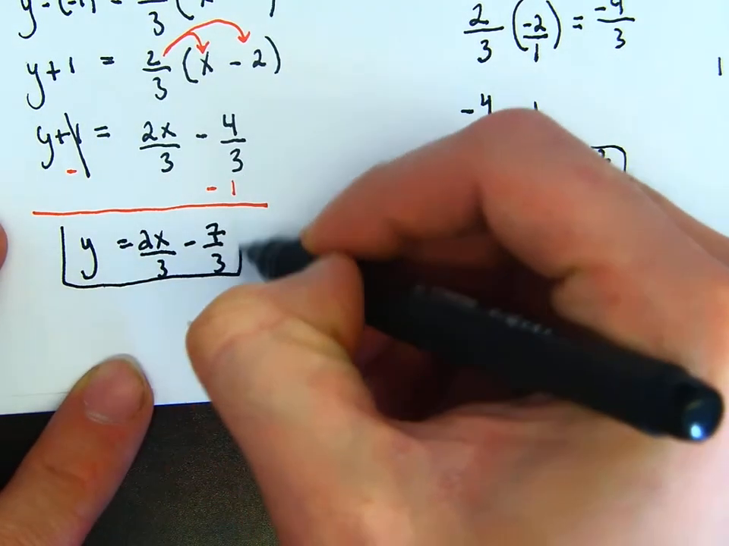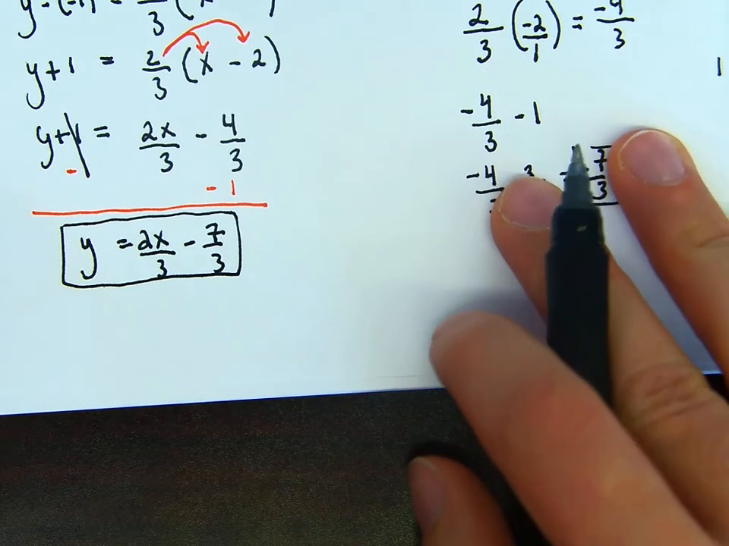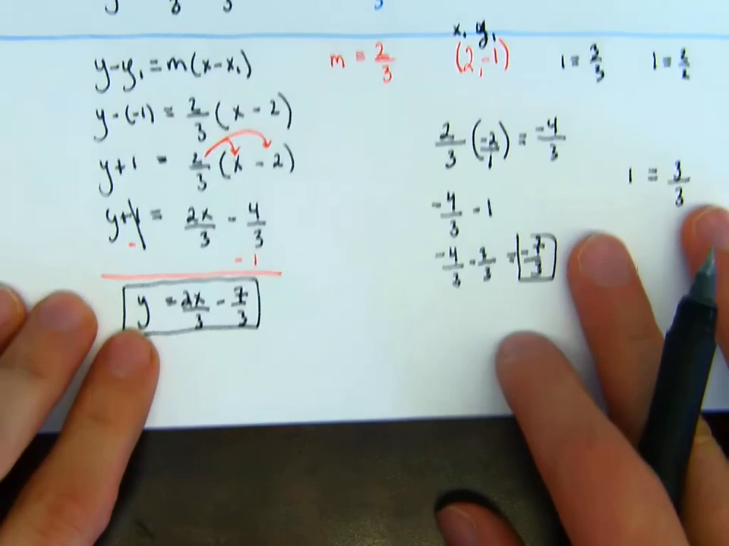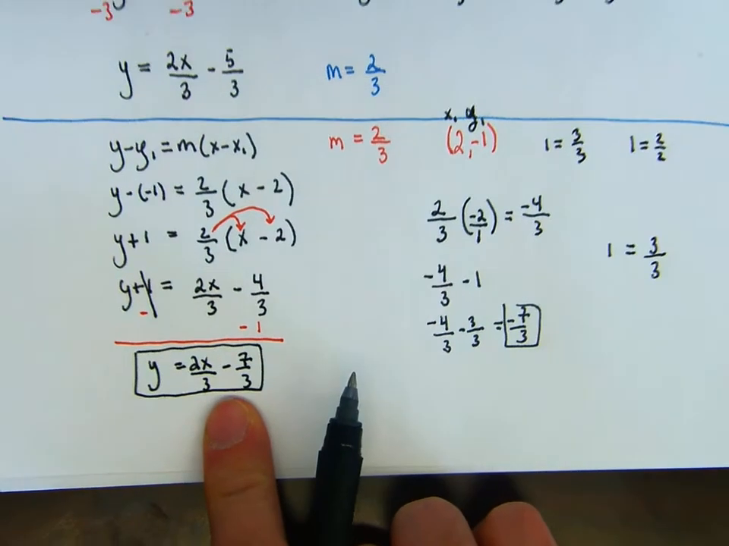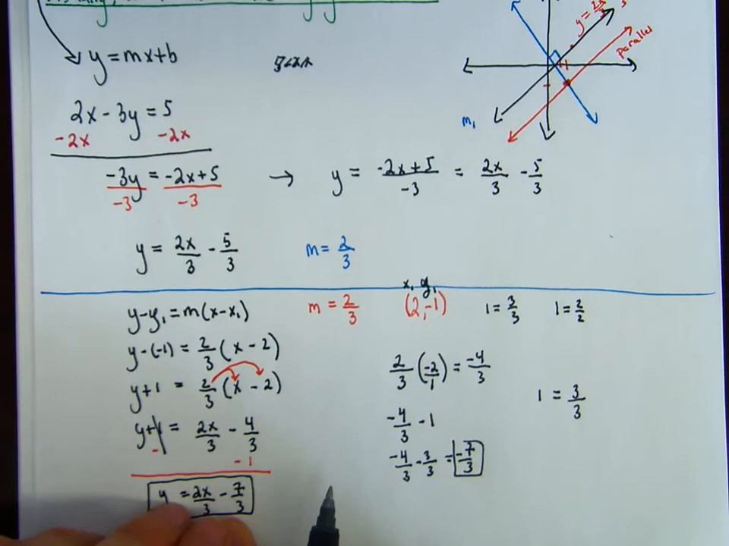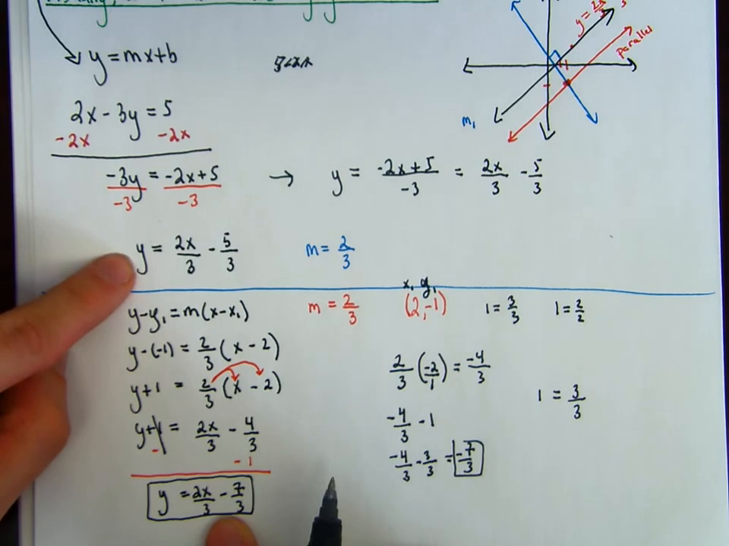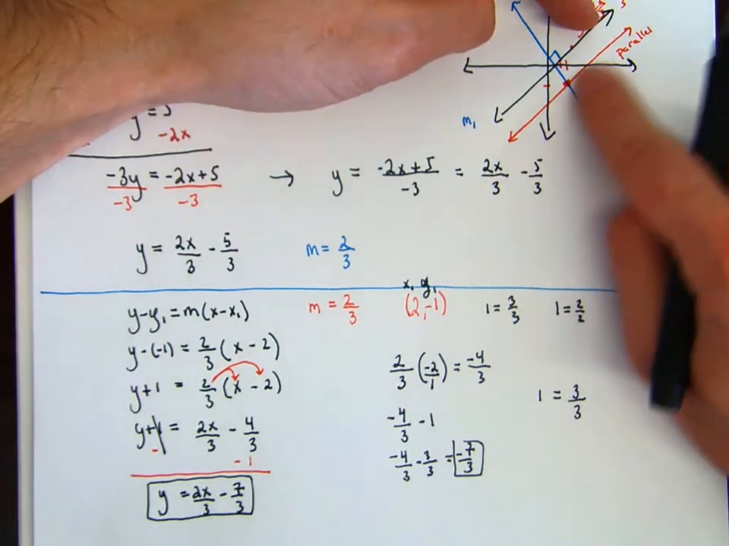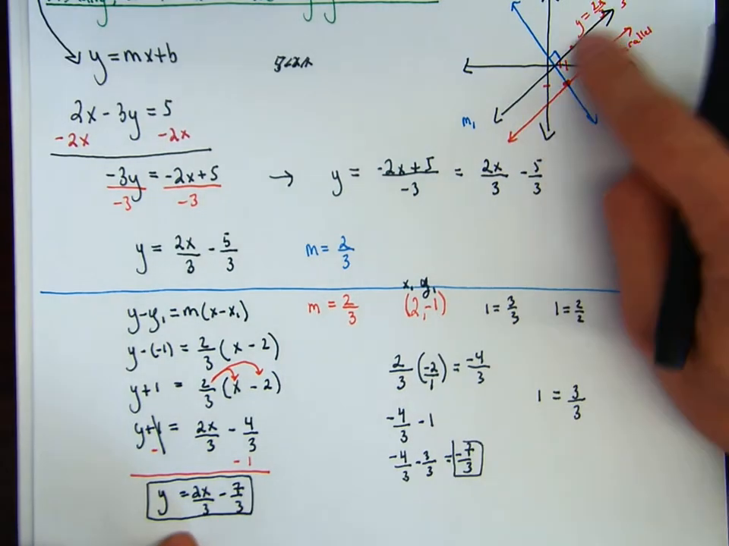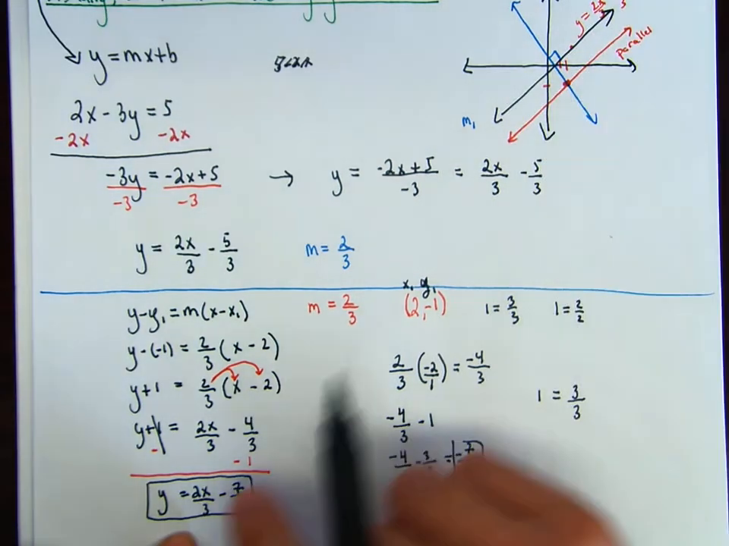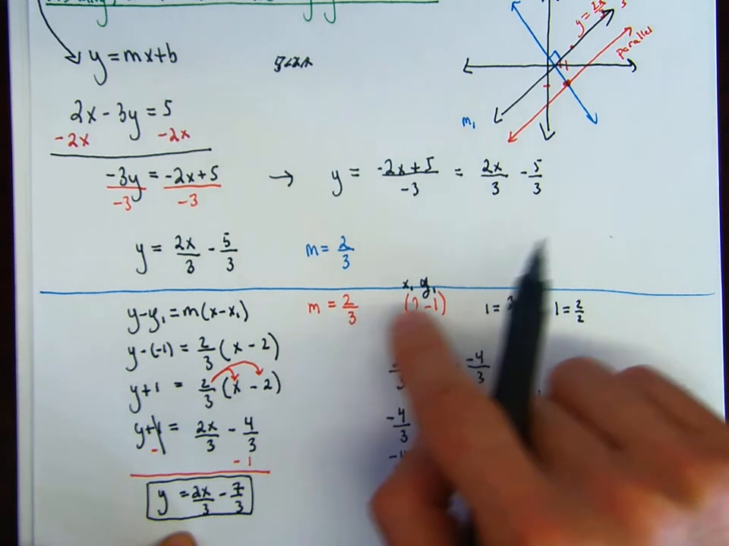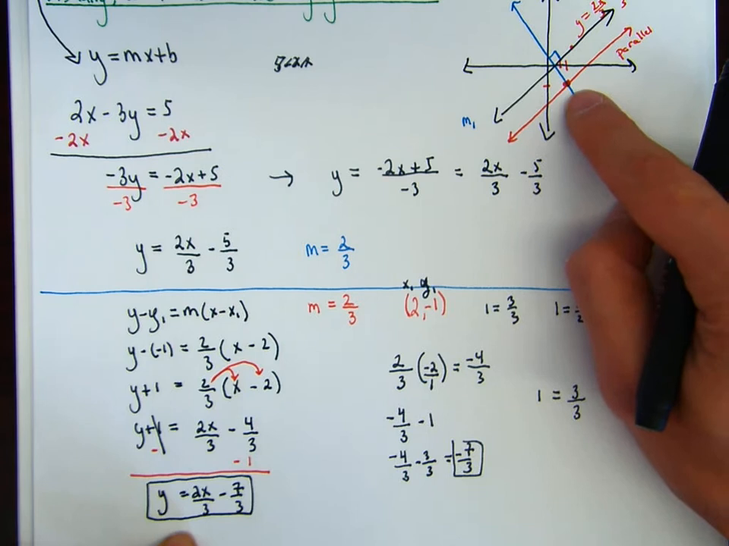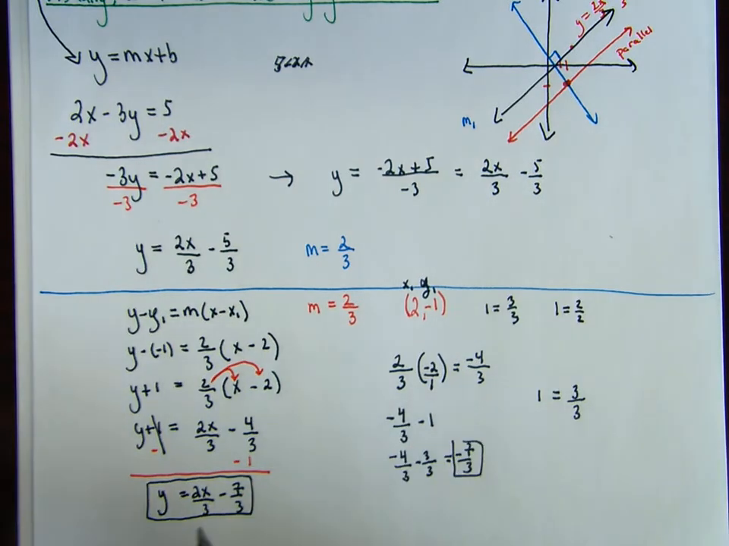And that's it. This is the equation. What does this equation represent? This equation represents the line that is parallel to this line. This line here is the black. This line over here is the red. This line is parallel to this line because they have the same slope of 2 over 3. And also it's intersecting the point 2, negative 1. And this is it.